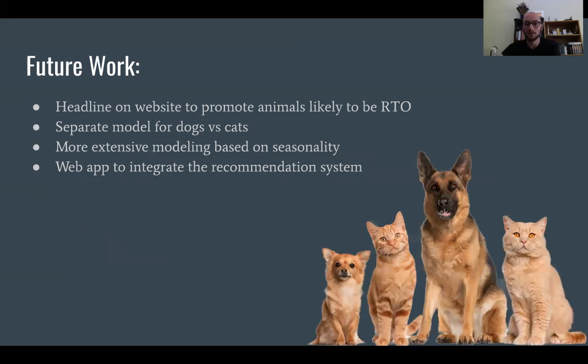So in the future, I'd love to build this into a web app that other shelters can use. I think that would help a lot. Additionally, I think we could probably make a better model by separating cats and dogs. But overall, I think just branching it out to other shelters would be my main priority.